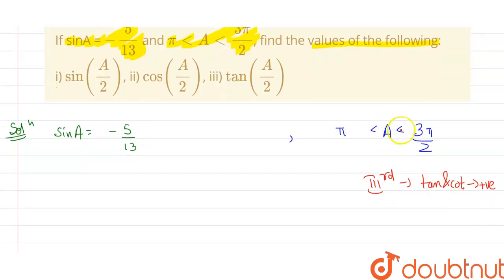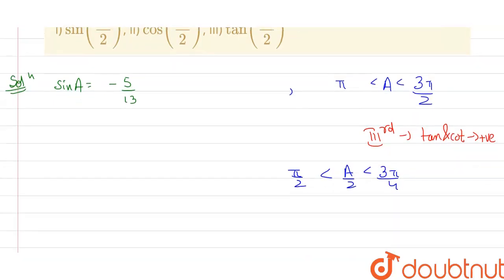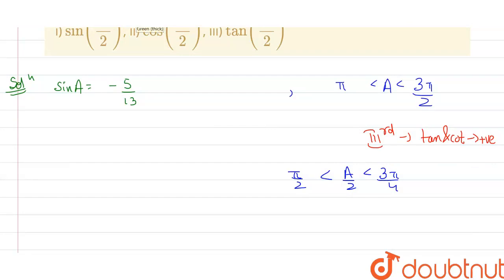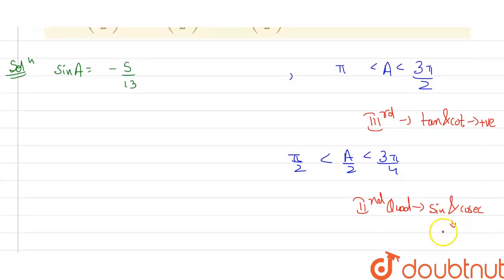Now we have to find the values in terms of A by 2, so I have to halve this range. A by 2 belongs from pi by 2 to 3 pi by 4. I know that 3 pi by 4 is 135 degrees, and 90 degrees to 135 degrees lies in my second quadrant. In the second quadrant, only sine and cosec are positive.